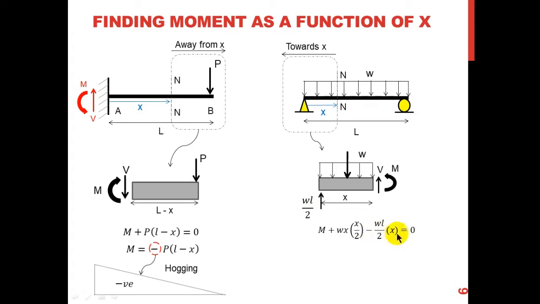The only moment that is acting clockwise is the reaction, the force I have at the support. So it's simply WL over 2 at a distance of x. This is the force times the distance, which gives me the moment, and it is acting clockwise, so I'm giving it a negative sign. Simplified and rearranged, what you get here is a positive sign. So this is a good indication of a sagging moment, just to make sure. I have a sagging moment, of course, and this is why I'm having a positive sign here.